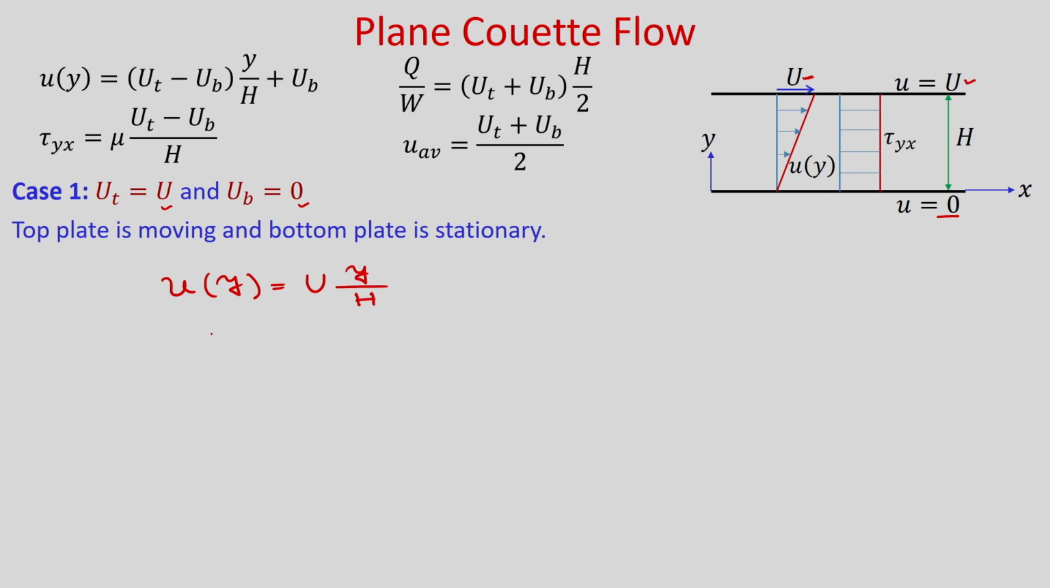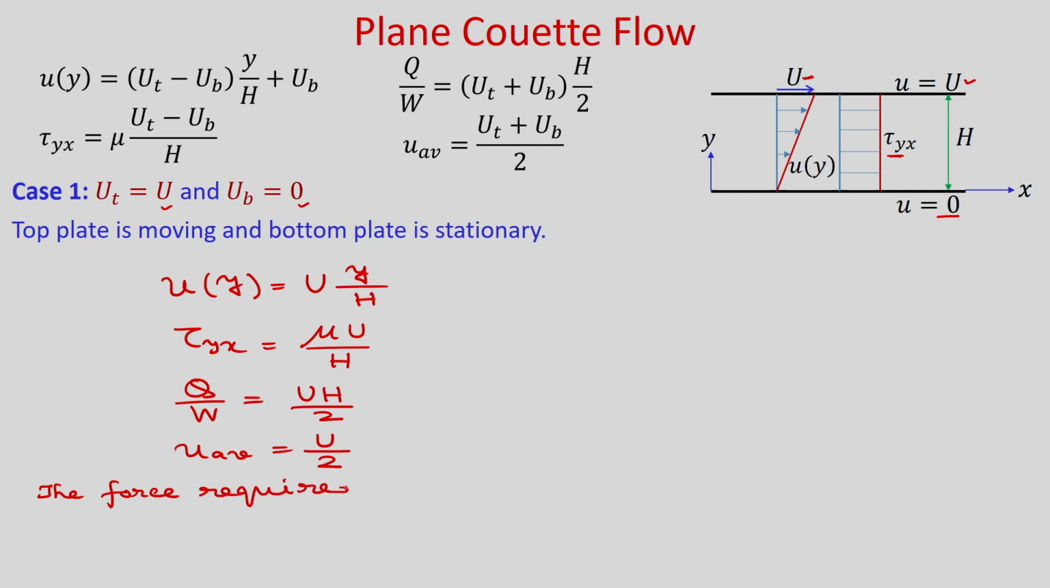Now, if you calculate the shear stress tau_yx, it will be just mu U/h. This is also constant. And the volumetric flow rate Q/W, from this expression if you put u_b equal to 0, you will get U h/2, and the average velocity u_average will be U/2.